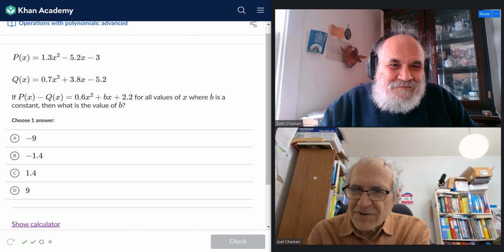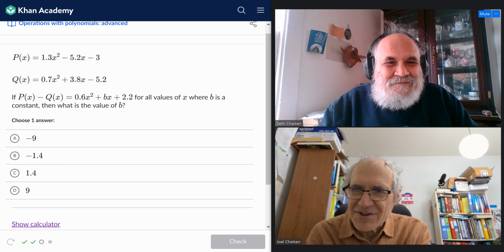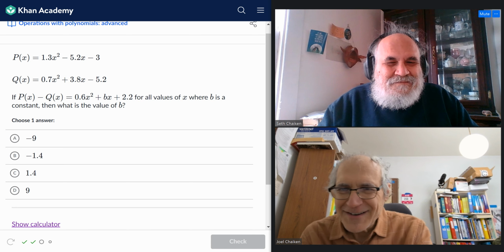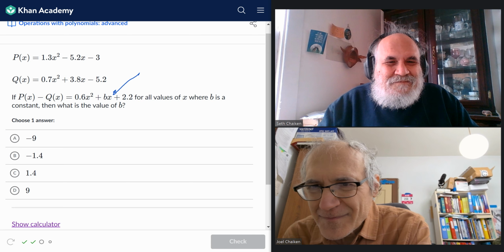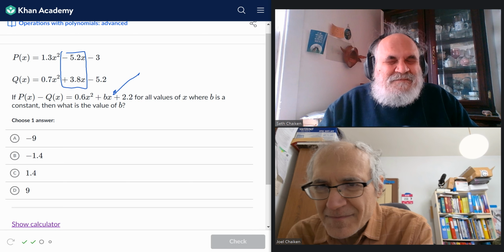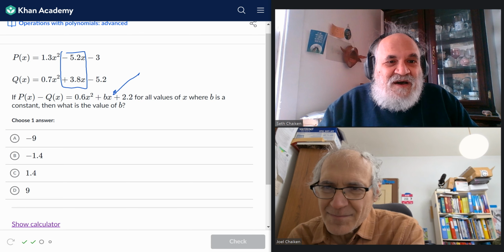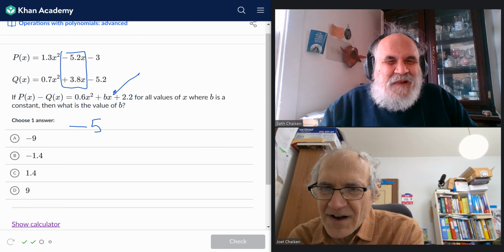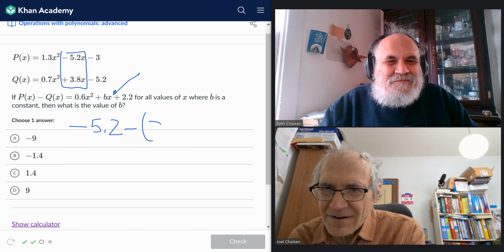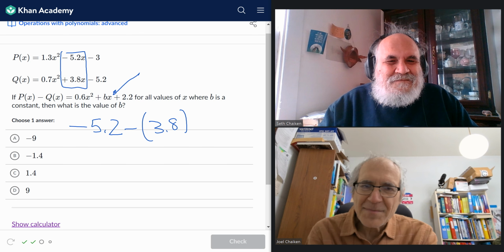So don't you just have to subtract the two polynomials, but the only number you care about is the middle number. Yeah. So you just have to be careful with the signs. So it's negative 5.2 minus 3.8. So you combine those together.